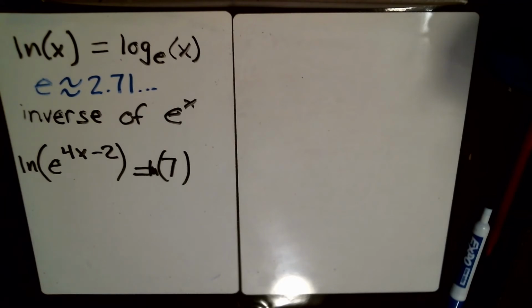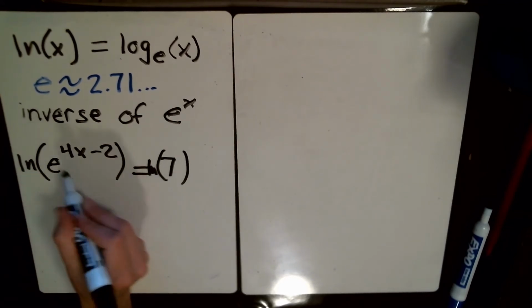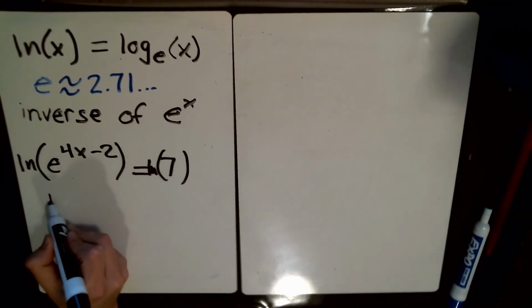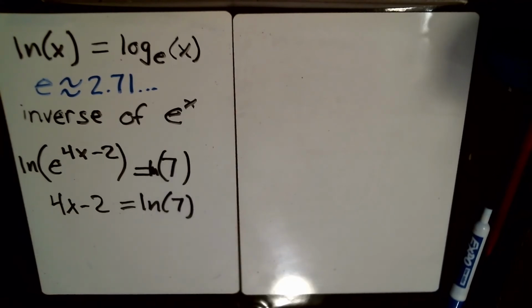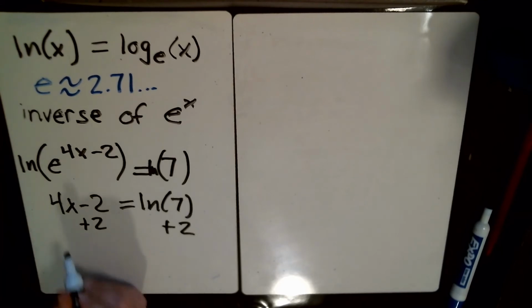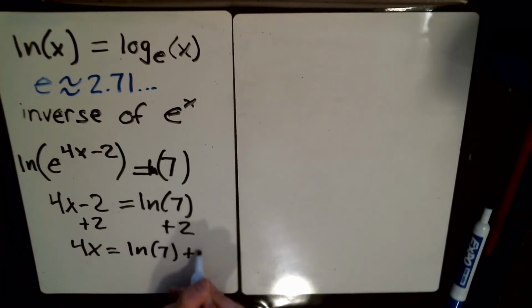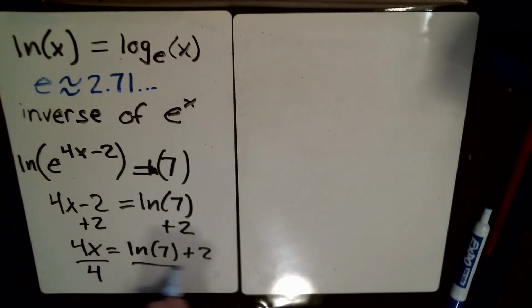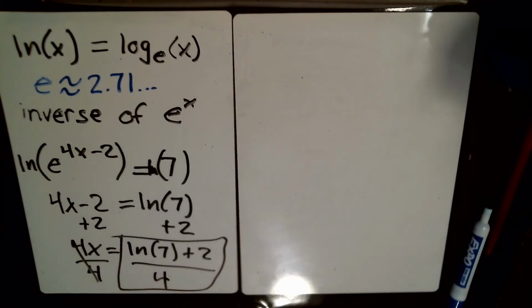So we just take an ln on both sides. ln and e to the x cancel out. So these undo each other. We get 4x minus 2 is ln of 7. And now I can solve for x. Add 2 on both sides. So we get ln of 7 plus 2, and now divide by 4. So there's our value for x. So in other words, ln and e to the x are opposites.